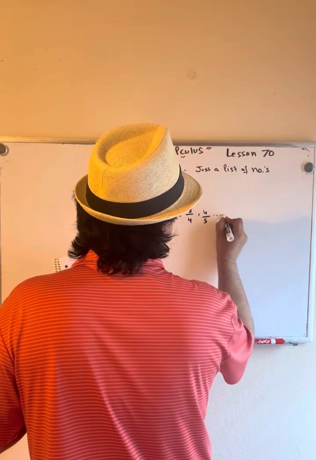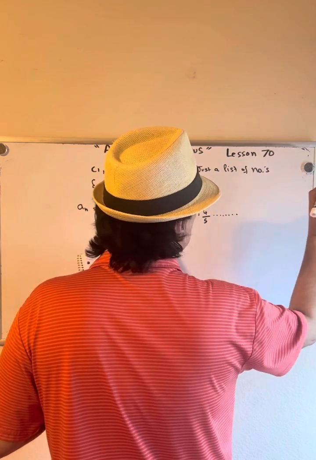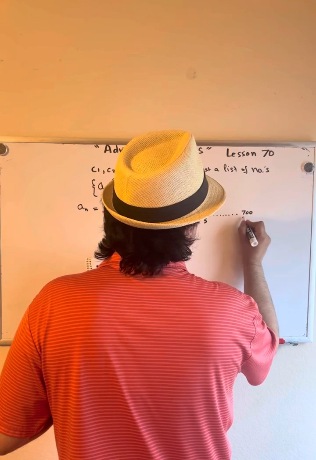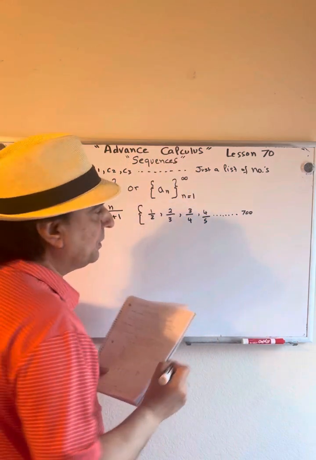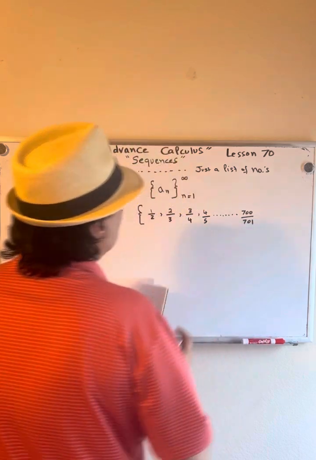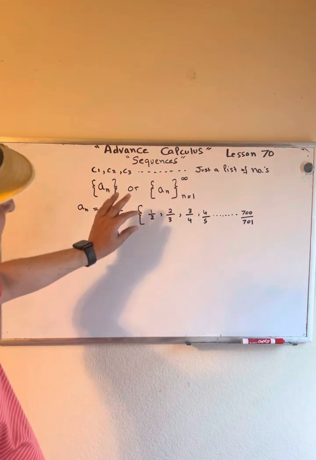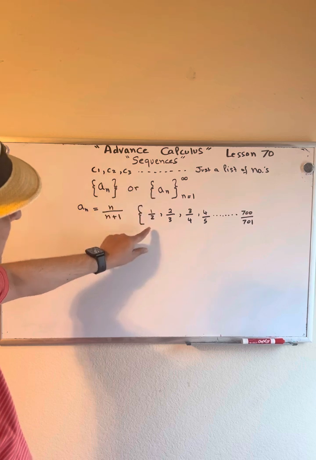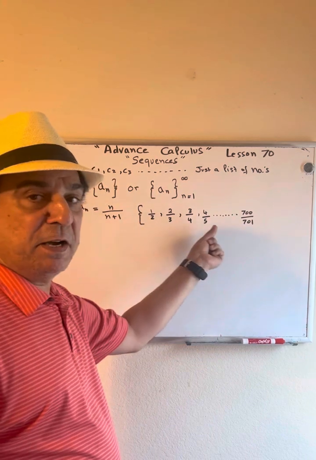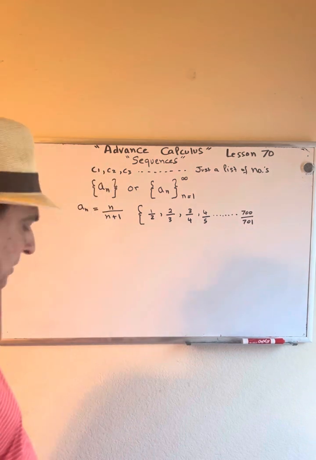And if I keep on doing that, this goes up to infinity, but let's say I stop at 700. So 700 is the numerator. What is going to be the denominator? 701. So the point I'm trying to make is that the difference between numerator and denominator is always 1 in every element. And you see that right here, right?